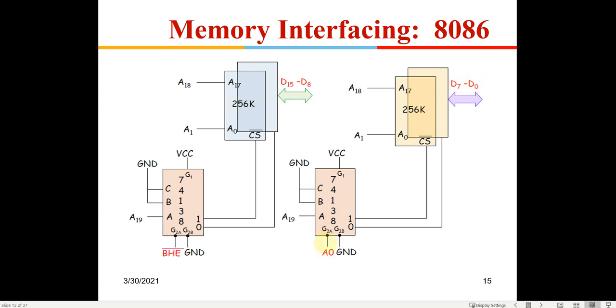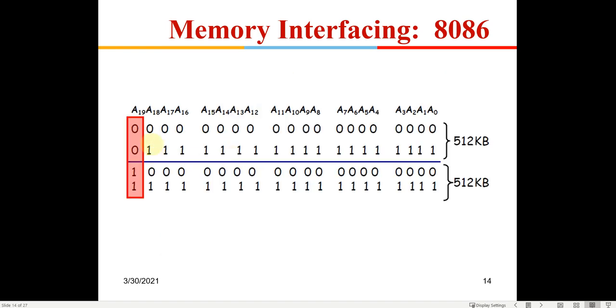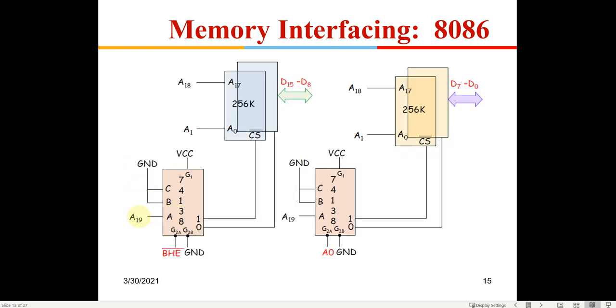So A0: whenever the even bank is selected and BHE is equal to 0, we are going to select the odd banks. Now this is 0, this is 1 out here, so we are going to select it with the help of A19. When A19 is equal to 1, the 1 line will be selected out here, and if A19 is equal to 0, the 0 line will be selected. So that is how these 4 different chips will be selected.